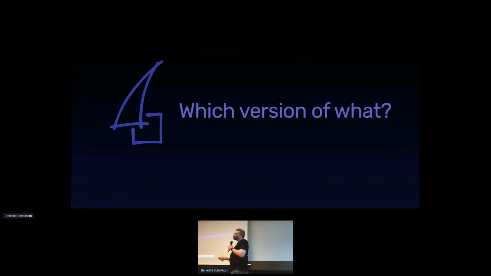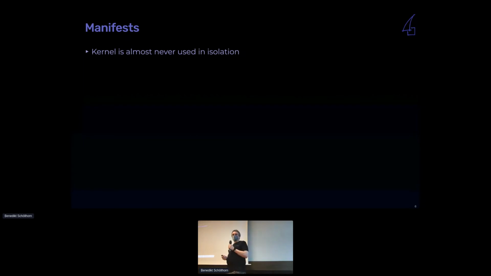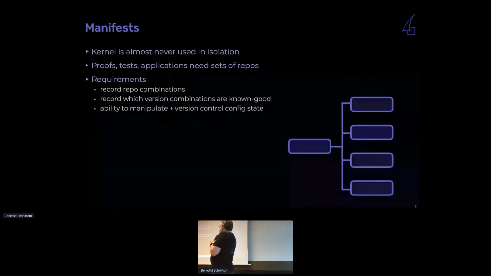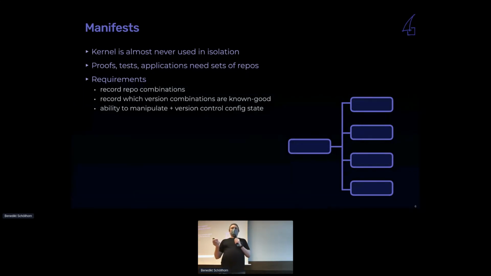The "which version of what" question is the thing that some people grumble about: these manifest repositories. These manifest files come from the Google repo tool, and it is a tool. It does what we need it to do. It comes from the fact, like I said, that the kernel is never used in isolation. You need sets. And the requirements for these sets is, okay, I need to record a list of repositories. I need to record what version of which repository. And I need to be able to manipulate that information itself in version control, because it's going to change over time.